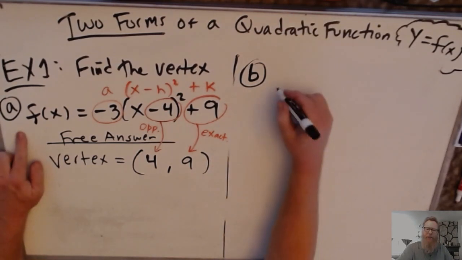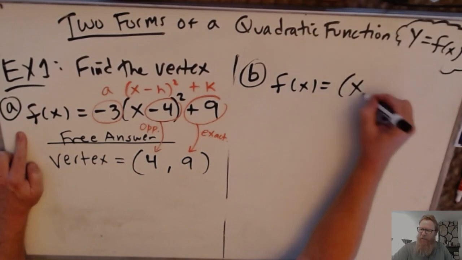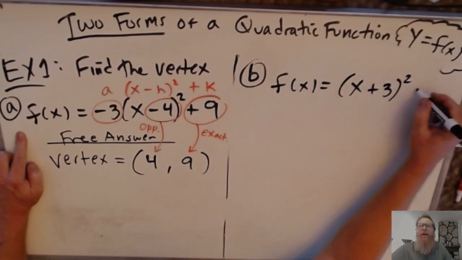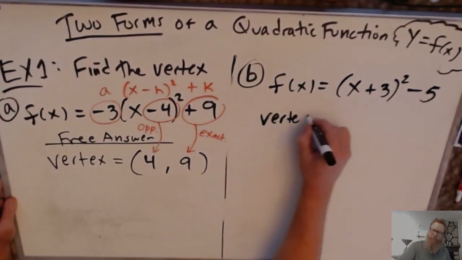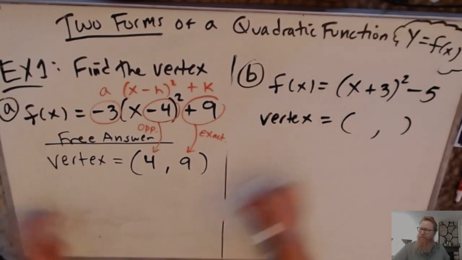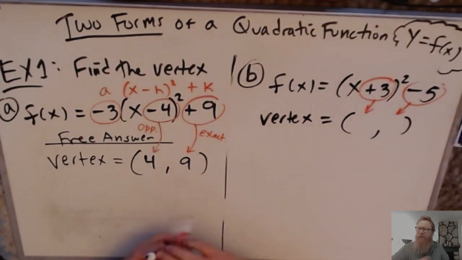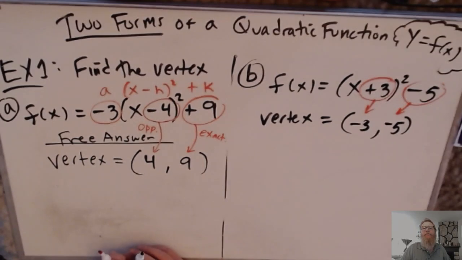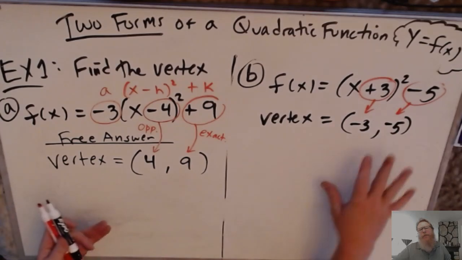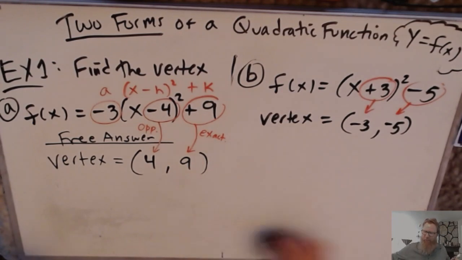Let's keep this rolling. So how about f of x equals (x + 3) squared minus 5? The vertex is (-3, -5). Hang on to these points. We might graph them, or they might not be the same numbers, but we're going to graph this point in a minute after I finish this example.